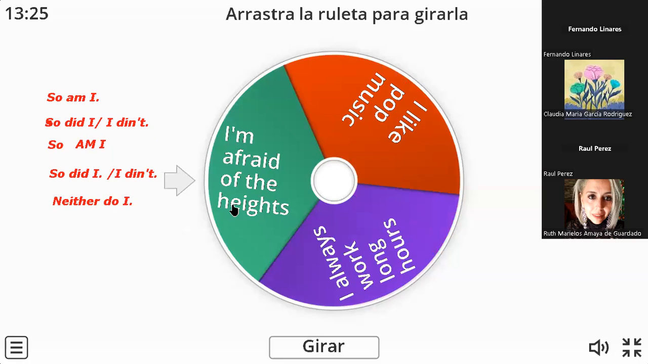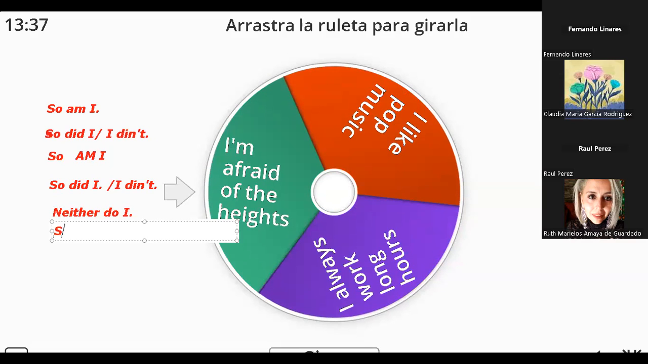I'm afraid of the heights. What are heights? I don't know. Aborrecimiento. So am I. Ajá, son las alturas. Me da miedo las alturas. So I'm afraid of the heights. Yeah. Let me check the pronunciation. Well, I'm going to check that later.